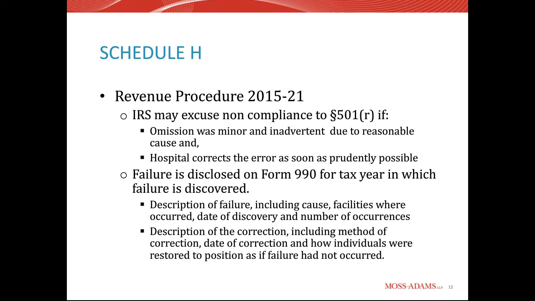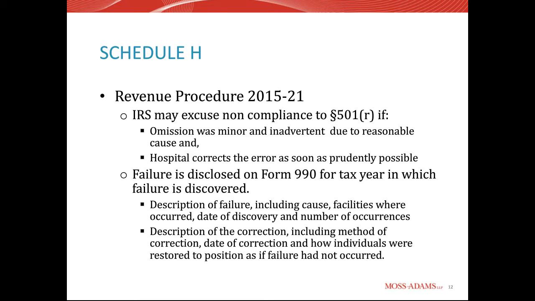The second one is more extreme. Those are willful or egregious failures, and those are subject to a full array of sanctions, and the organization may even be subject to losing its tax-exempt status. The third one is in the middle. It's a little bit more than minor, but it's not an egregious failure.